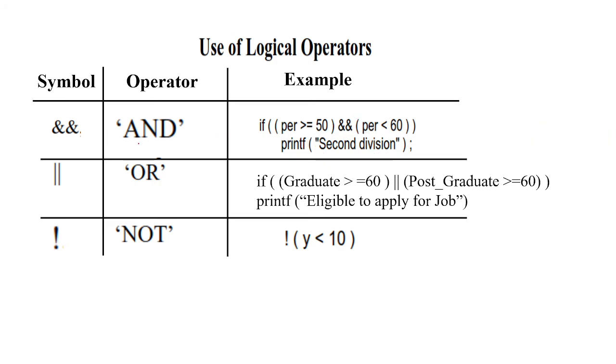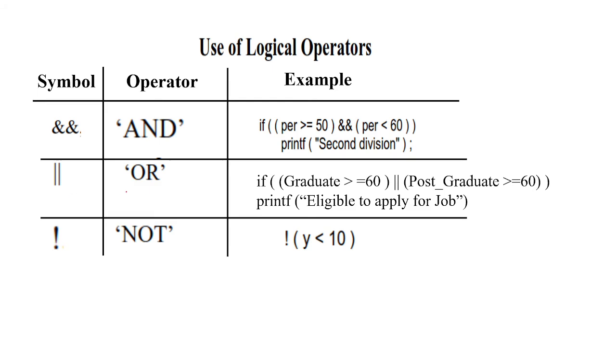For the AND operator, both conditions must be true. Means this condition should be true as well as this condition should also be true. When all these conditions are true, then our main condition becomes true, and it will print second division. Both the conditions should be true.